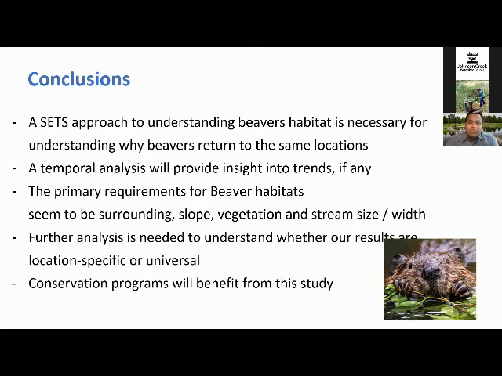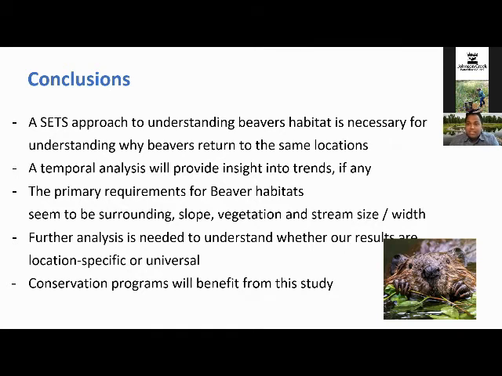The conclusion is that such an approach is necessary in understanding beavers' habitat. We also believe that a temporal analysis will provide insight into trends. The study is ongoing, so this is something we will look at. The primary requirements for beaver habitat seem to be slope, vegetation, and stream size, but we will be looking at two other scales, the riparian and the census block group, to see if other factors may be contributing. We believe that further conservation programs will benefit from the results of the study.